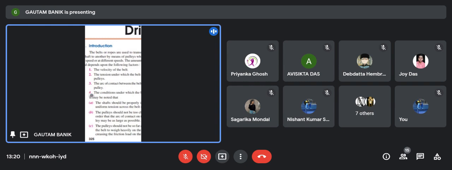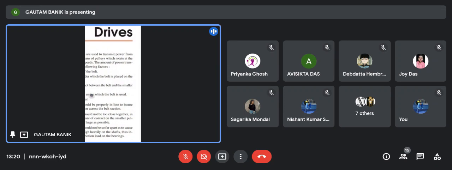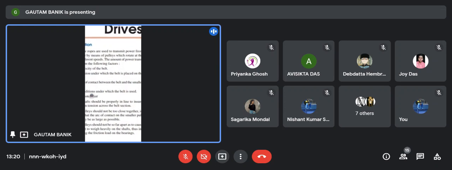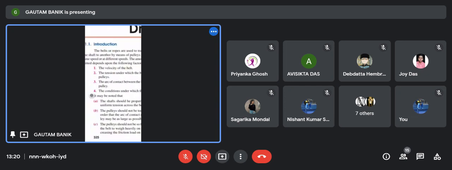That I will discuss step by step. Then arc contact, the arc contact between the belt and the pulley, and the smaller pulley. Arc means how much portion of the belt is in contact with the pulley and how much is not. That is called the arc contact.